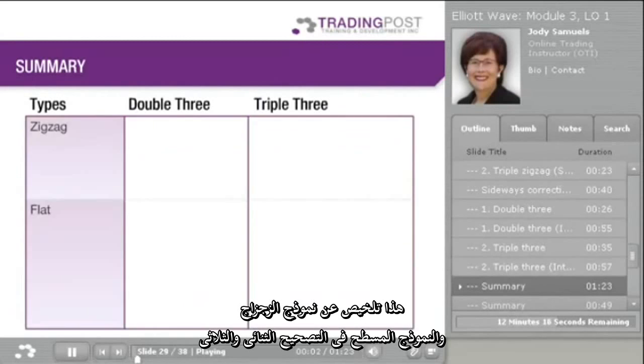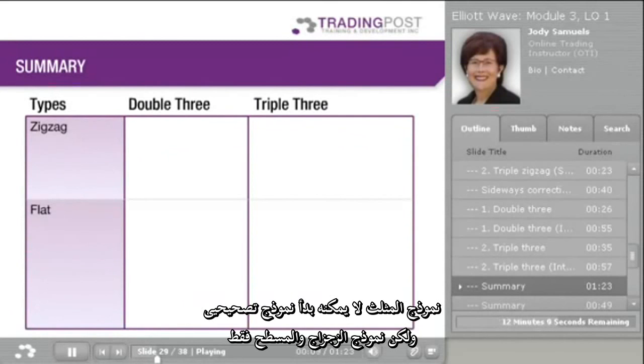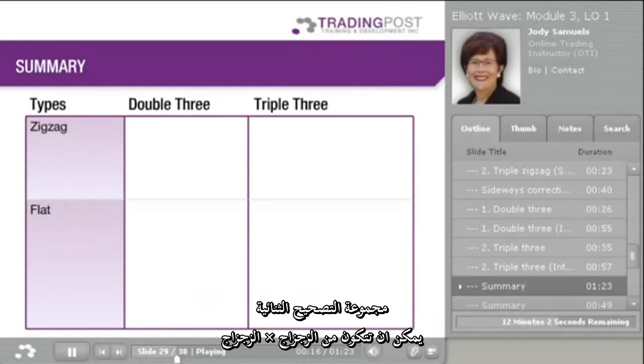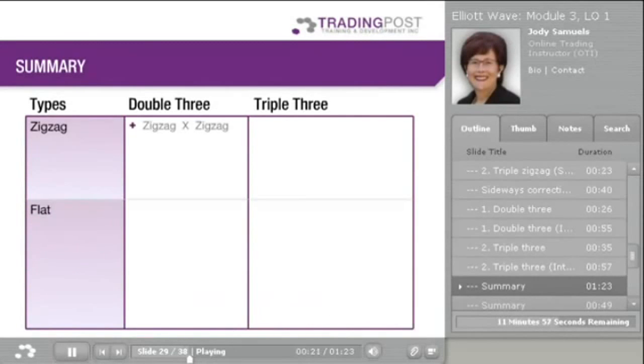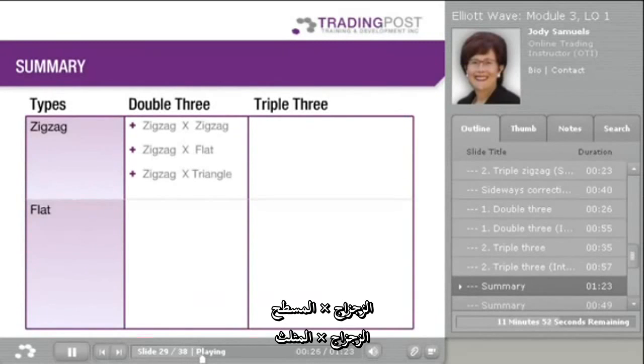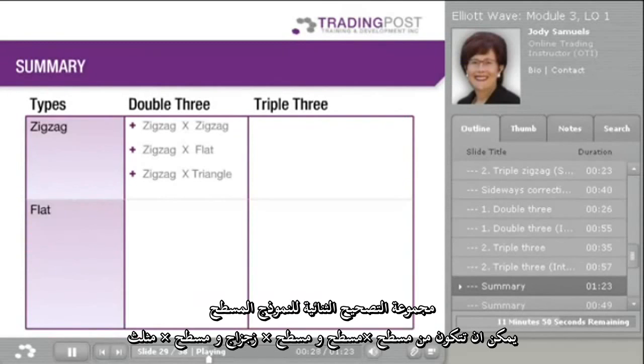This is a summary of the zigzag double and triple threes and flat double and triple threes. A triangle can never begin a combination pattern. Only a zigzag and a flat can. Possible double three combinations are zigzag-zigzag, zigzag-flat, and zigzag-triangle. Possible flat double three combinations are flat-flat, flat-zigzag, and flat-triangle.